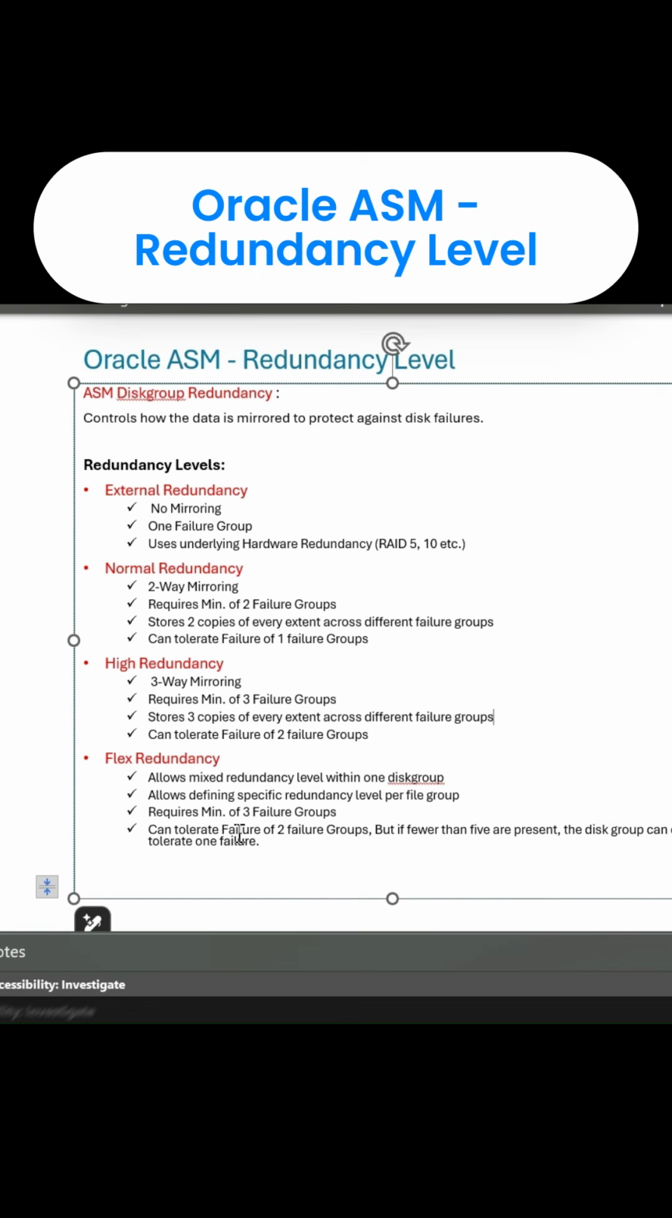It can tolerate up to two failure group failures, but if fewer than five failure groups are present, then the disk group can tolerate only one failure group failure.